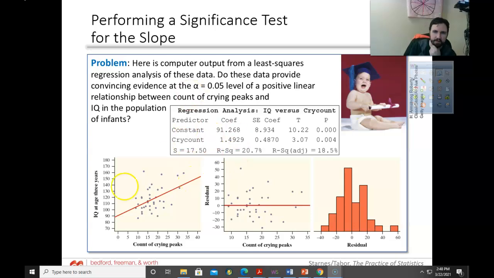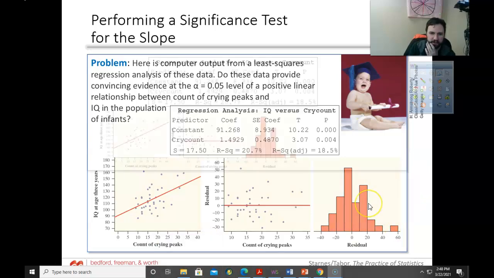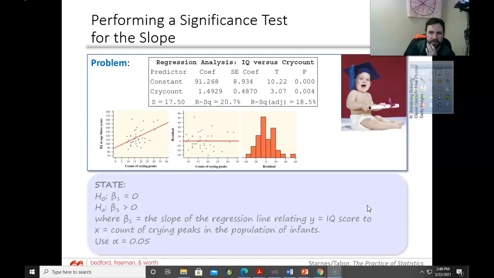All right. So, state, plan, do, conclude. State: our null hypothesis is that the slope is 0. We're going to assume 0 slope. And we think it's greater than 0. We think it's a positive slope. Okay? We think it's bigger than 0. So that is the slope of the regression line for IQ compared to peak number of cries for a baby. We're going to use alpha as 0.05.